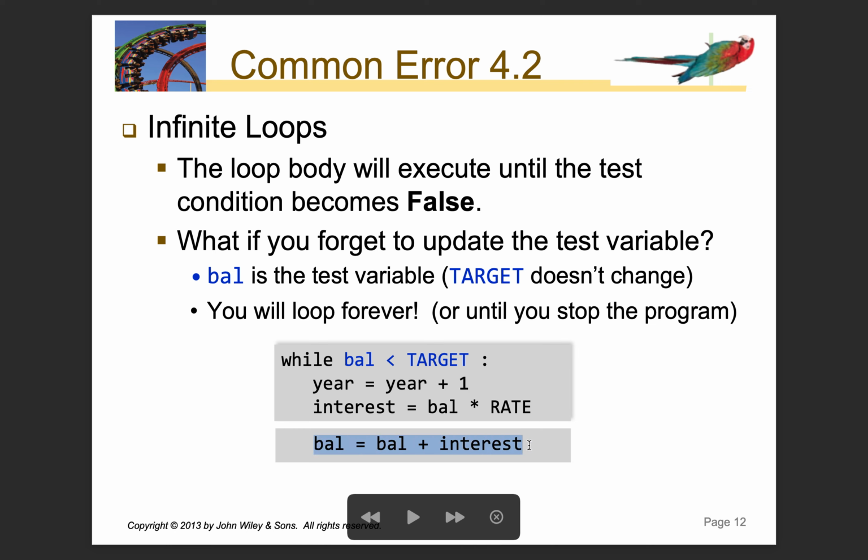Because this line we've missed out, we're never updating the balance. We're never changing the target. This condition is going to repeatedly evaluate to true, and we're going to end up running an infinite loop. It's going to repeatedly happen over and over again. It's not going to stop unless we physically stop the program.